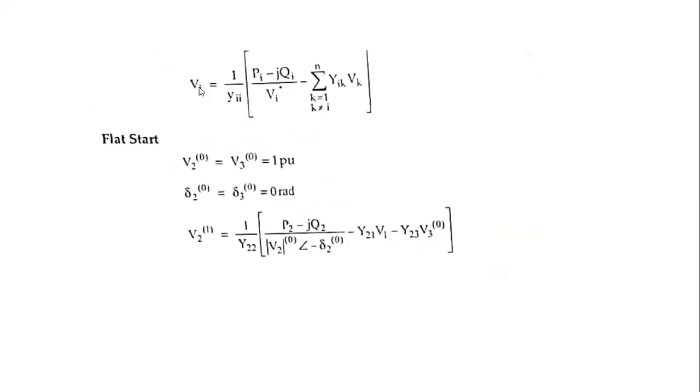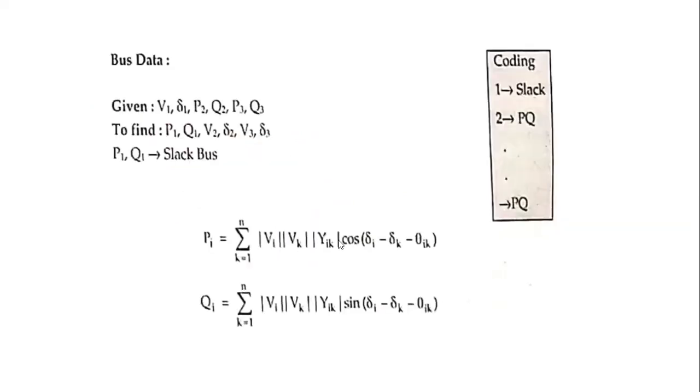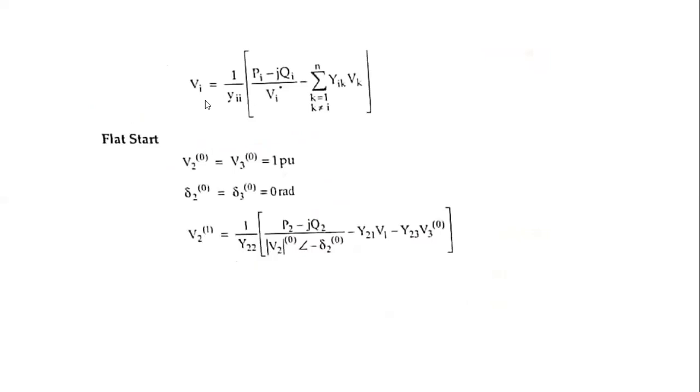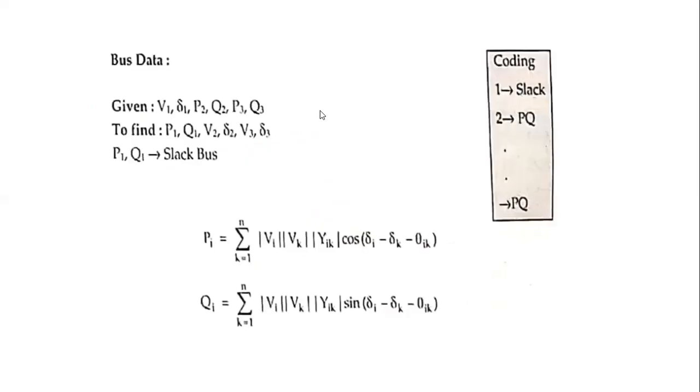Next, Vi. What is the formula for Vi? In that, Vi, Vk, Yik are there. What is that formula? Vi is equal to Z into I.